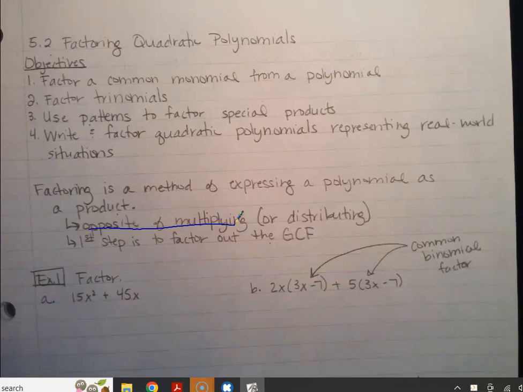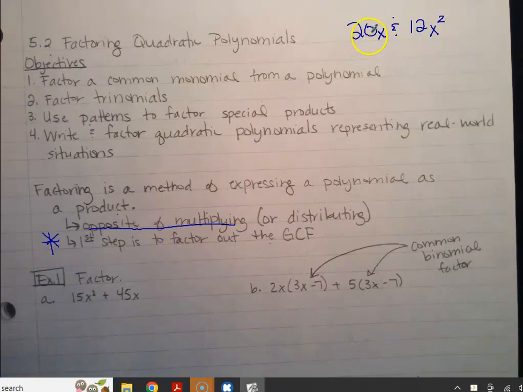So the first step is to factor out the GCF. This is always, always, always your first step, to see if you can factor out the GCF. What is the GCF? Greatest common factor. Typically we talk about the GCF of numbers, like the GCF of 20 and 12. Now that you're in algebra, we are going to talk about the greatest common factor of 20x and 12x squared. The variable can be in your GCF as well, because they have an x in common.